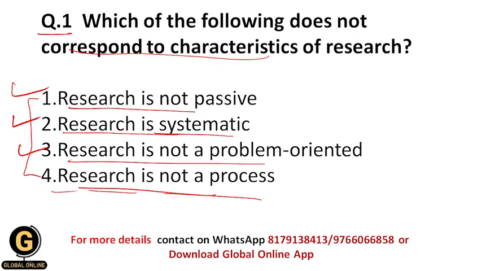So basically students, research is always a process which is a systematic process, and that's why the correct answer to this question is 4, because research is not a process is not a characteristic of research. Okay, that's why this is the correct answer for this question.